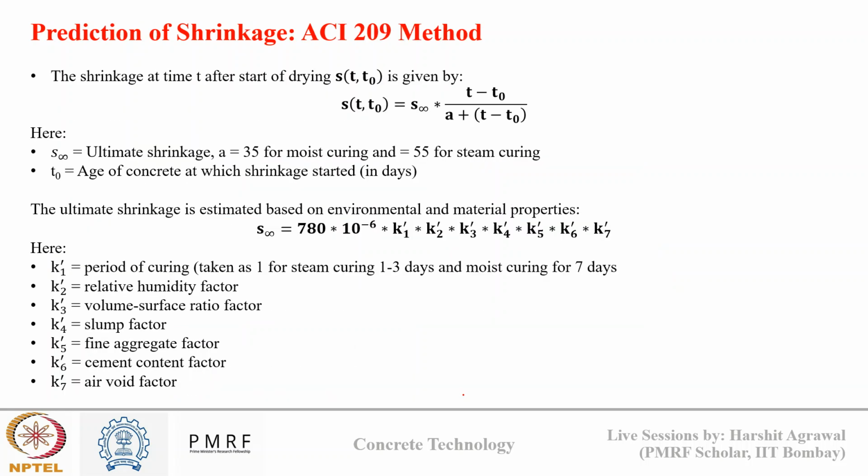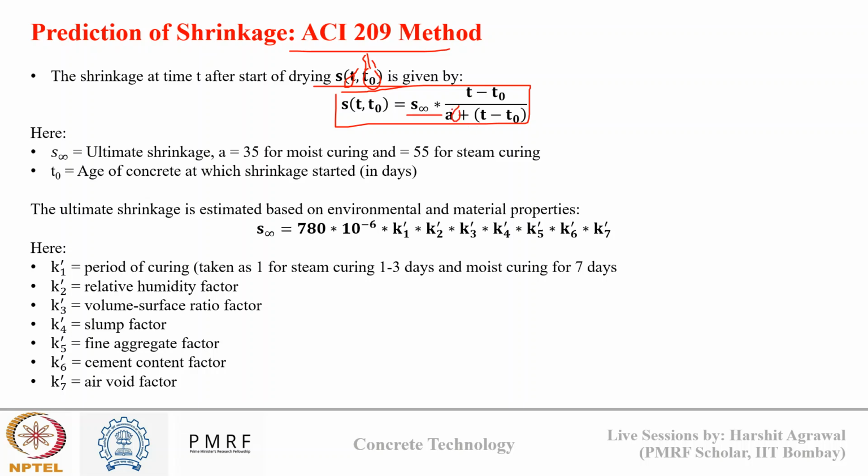Now, how can we predict shrinkage? It is completely similar to what we have seen in creep. So again, we have an ACI code, which predicts shrinkage strain after time t naught. Suppose at t naught shrinkage starts, so after time t how much shrinkage there will be, we can see from this equation: S infinity into t minus t naught upon a plus t minus t naught.